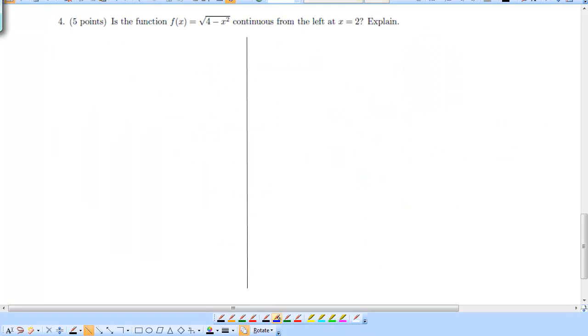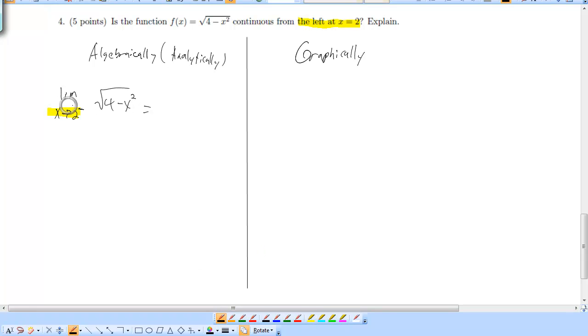Alright, and so for the next one, number 4, I'm going to solve this two ways. I'm going to solve it analytically. I'm going to show how to picture it graphically, but it's not necessarily as helpful. It is good to know that the domain of this function is between -2 and 2, but we're approaching the x value 2 from the left.